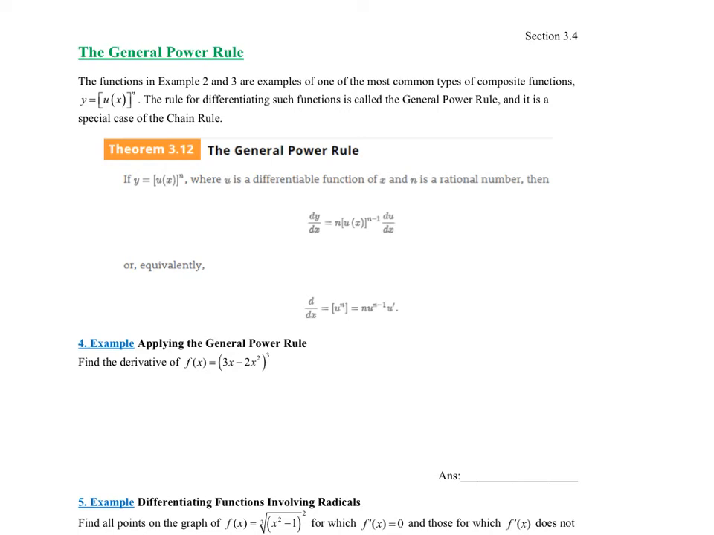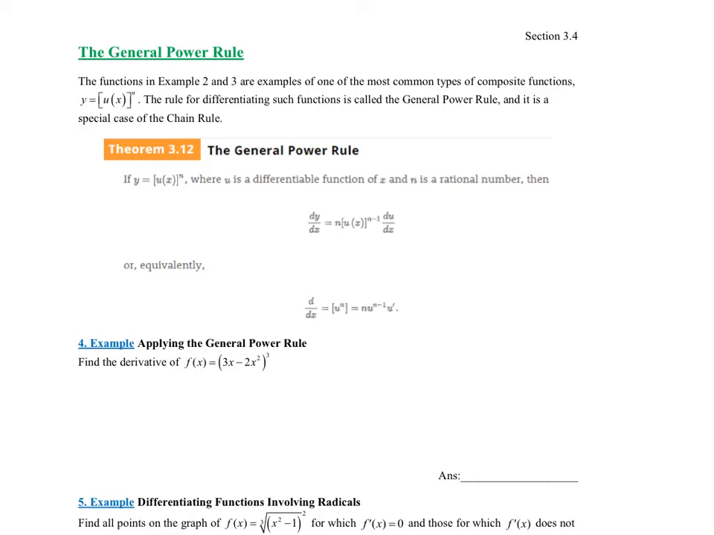So what did I just do? Technically, what I just did was called the general power rule. It says the functions in examples 2 and 3 are examples of one of the most common types of composite functions, y equals u of x raised to the n power. The rule for differentiating such functions is called the general power rule, a special case of the chain rule.